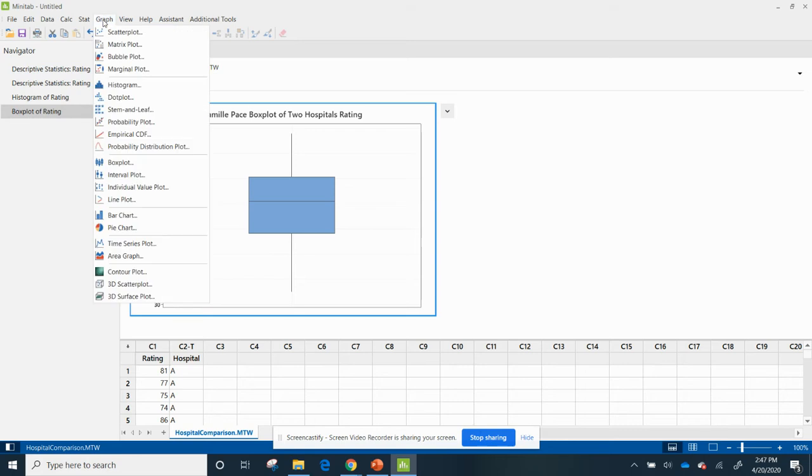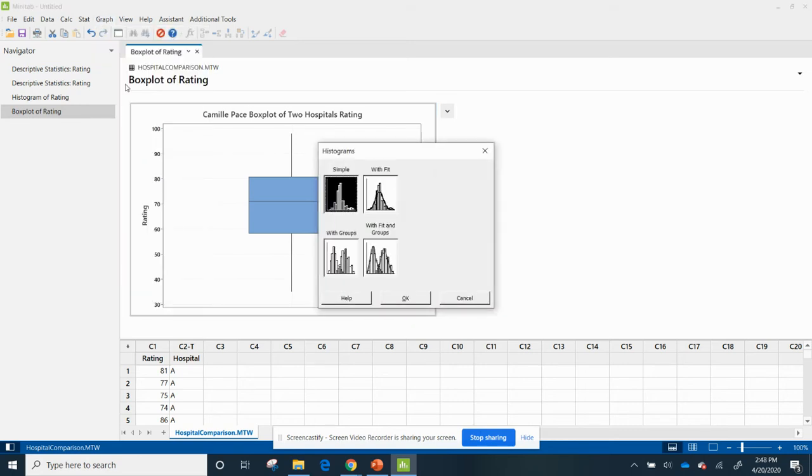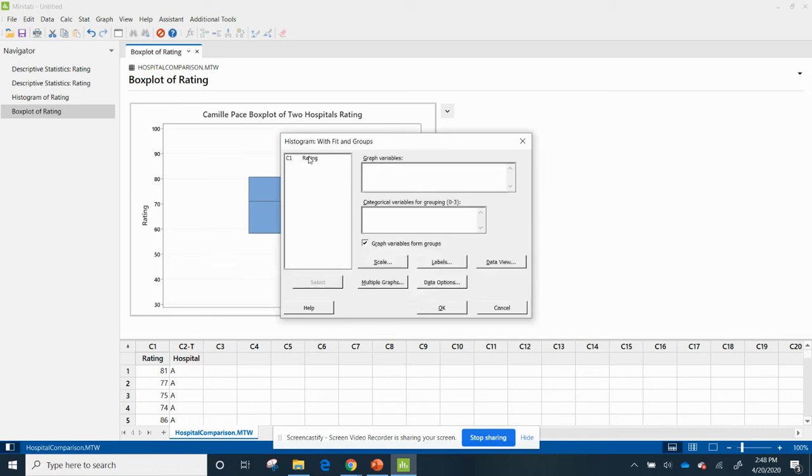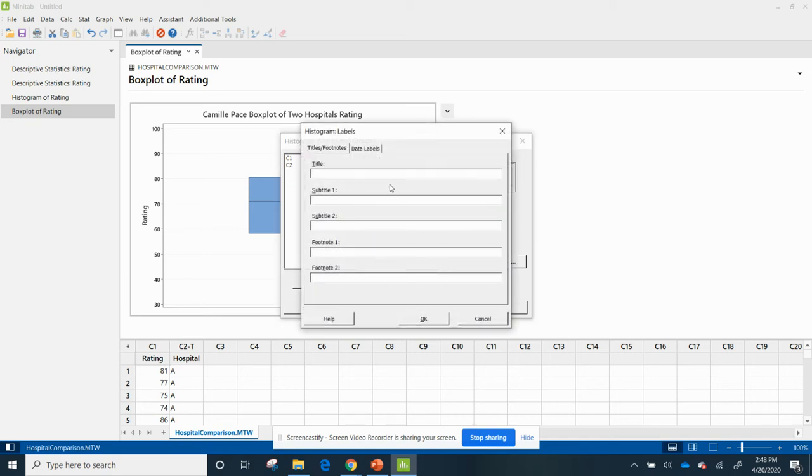All right, let me show you something really cool. So let me go back to the graph and say, okay, I want to look at each hospital individually. So I'm going to go down here to with fit and groups, and I hit OK. So I'm going to put rating here, and then here for categorical variable, I'm going to do hospital. And then I do labels, and I'm going to do Camille Pace. I know, don't put my name again. I'm going to put histograms of both hospitals, or you could say of hospital A and B ratings.